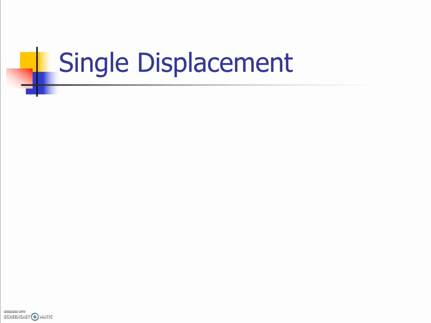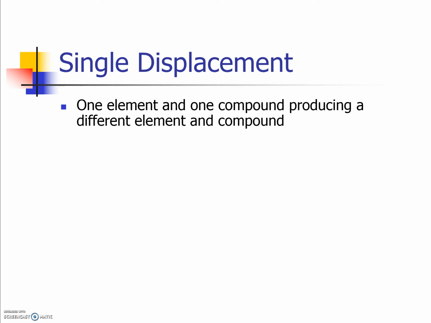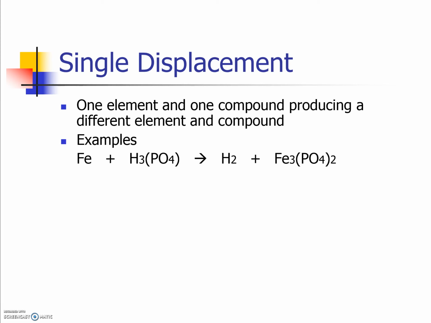So now we're going to go through our last three types of reactions. Our first one is single displacement. In single displacement, one element and one compound react, which produces a different element and a different compound. Obviously, all the same elements are involved, but we're going to start reacting one element and one compound. It's easy to see when you look at it. Element plus a compound yields an element plus a compound.